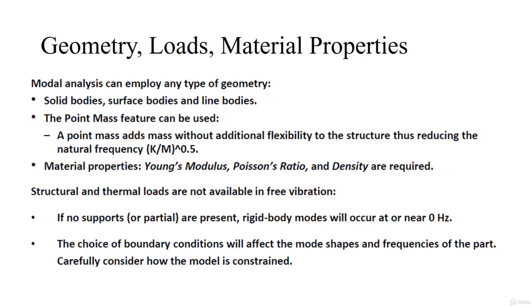So what happens if the body is in a rigid body mode? The first 6 natural frequencies of the body will be 0 or nearly equal to 0. And remember, the choice of the boundary conditions will affect the mode shapes. Depending on how we constrain the geometry, the frequencies and the mode shapes of that particular object are going to change.